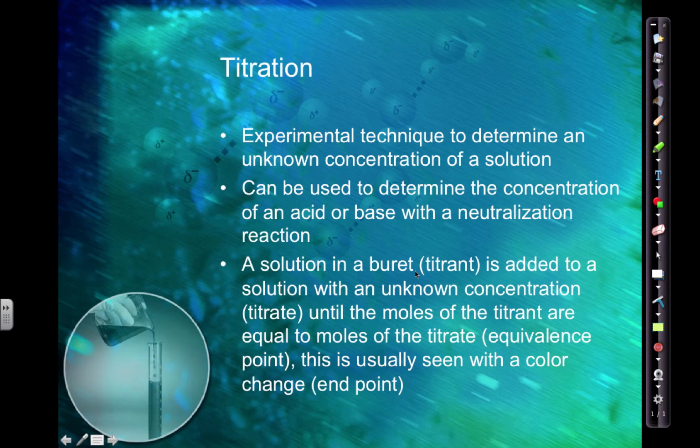Okay, so you need to know some vocabulary terms. The solution in the burette is called the titrant, and usually we do know the concentration of this. And that's added to a solution with an unknown concentration. That's the titrate. So that's going to be in the flask or the beaker, whatever you're pouring the titrant into. And you do that until the moles of the titrant are equal to the moles of the titrate. So if you know the concentration of this and you keep adding a certain volume, when you get to that certain volume, you're going to know how many moles you added of that. And then that's how you're going to be able to figure out how many moles per liter you have in your titrate. So the equivalence point is when the moles are equal to each other.